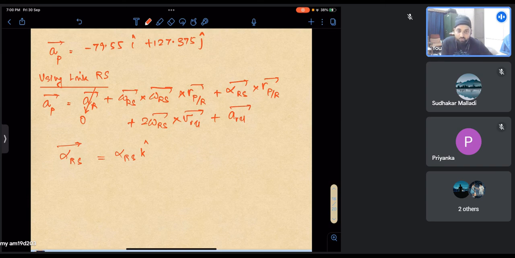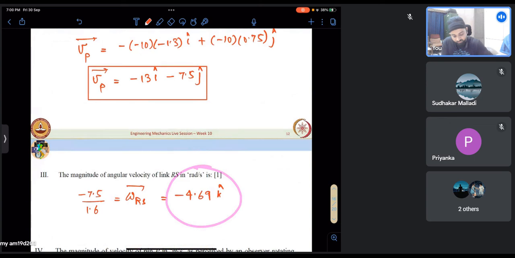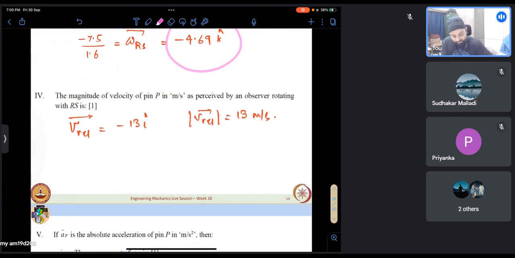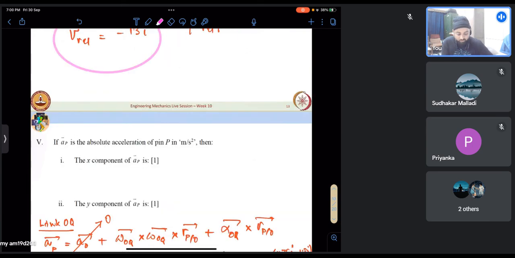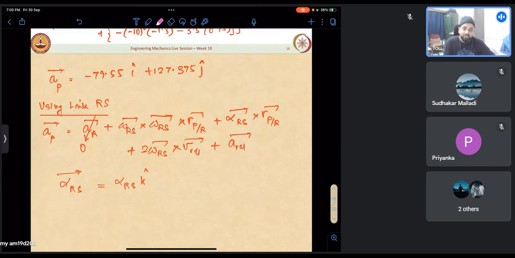VREL we found out was minus 13 along this component. We also calculated it and reported it here, VREL. So what is it that we don't know here now? AREL. But one thing we need to keep in mind is that the entire AREL is not unknown. We know some aspects about it.